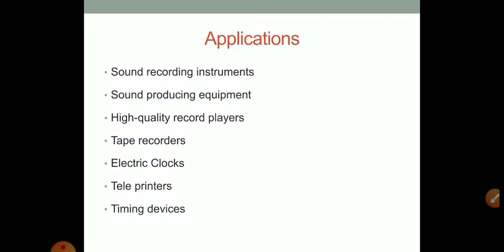Next slide is applications. As the hysteresis motor gives noiseless operation and constant speed operation, it is used in sound recording instruments, sound producing equipment, high quality record players, tape recorders, electric clocks, teleprinters, and timing devices.